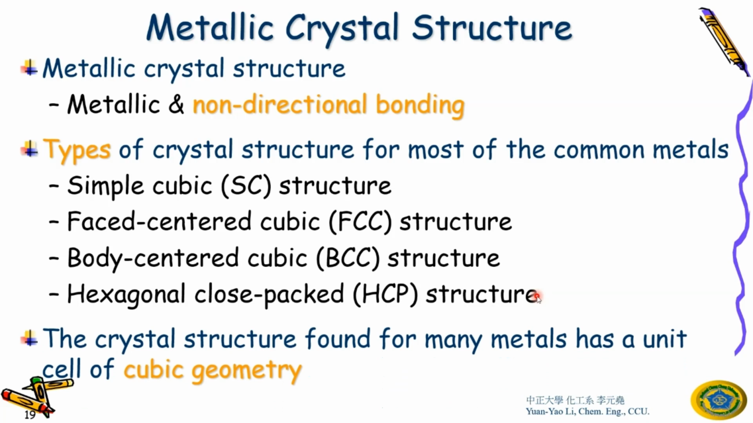Right, so these crystal structures found for many metals have a unit cell of cubic geometry. Cubic means that you have the same length in the X direction, Y direction, and Z direction. That's why we call it cubic geometry. But somehow it's not necessary to have equal lengths in the X, Y, and Z directions. That's another story. But now we want to talk about the simplest case. So we use a cubic geometry to explain what the unit cells are and what the lattice is.